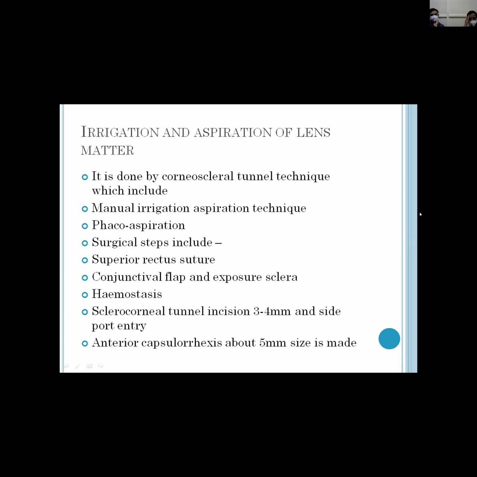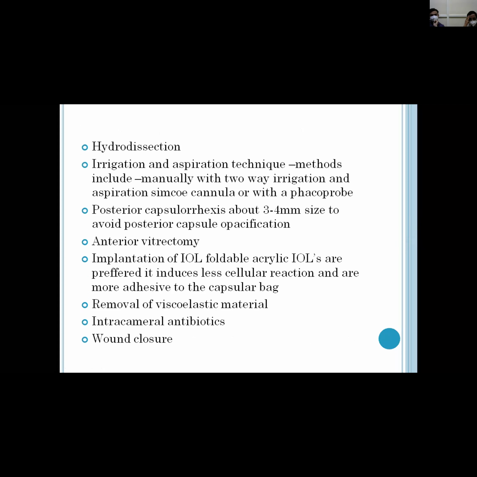Anterior capsulorhexis about 5 mm size is made. Hydrodissection is done. Irrigation and aspiration technique methods include manually with two-way irrigation and aspiration, Simcoe cannula, or phaco probe. Posterior capsulorhexis about 3 to 4 mm size to avoid posterior capsule opacification. Anterior vitrectomy is done. Implantation of intraocular lens. Foldable acrylic lenses are preferred.